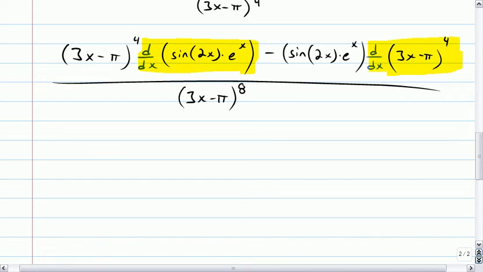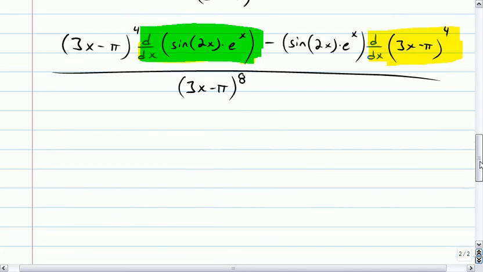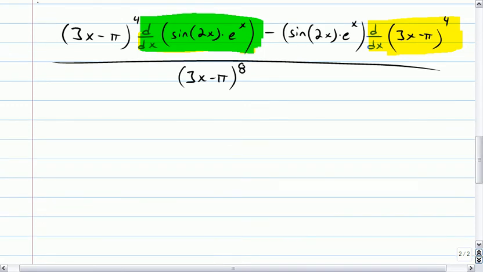Okay, so my goal right now is going to be to find the derivative of that thing in green. So that's it. So I'm going to start with that. So what if I just want to find the derivative with respect to x of sine of 2x times e to the x? So when I talk about breaking it apart, this is what I mean.